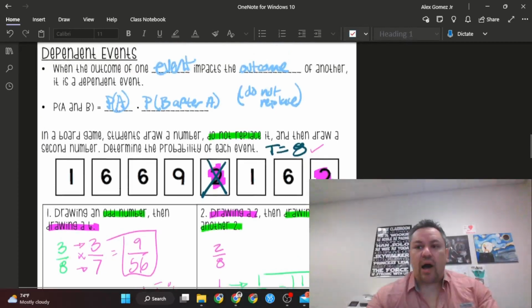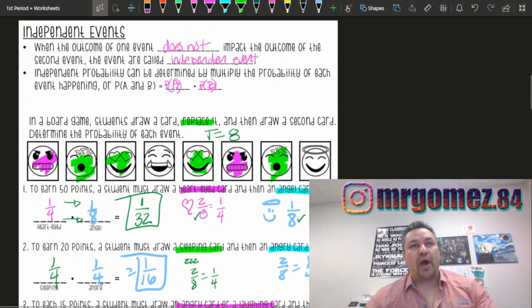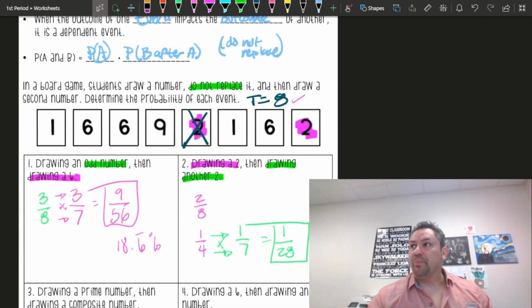All right, so that's going to wrap it up for this one. We cover independent when you replace the card or the marble or whatever and the total never changes. And then we have dependent where you do not replace the one that you take out. So that means the total changes and depending on what they're asking, the part might also change.